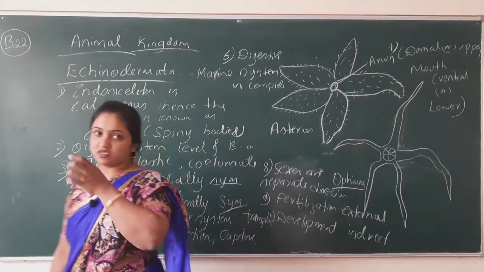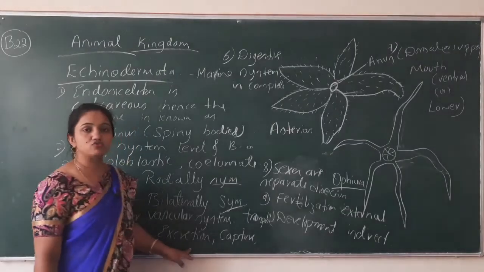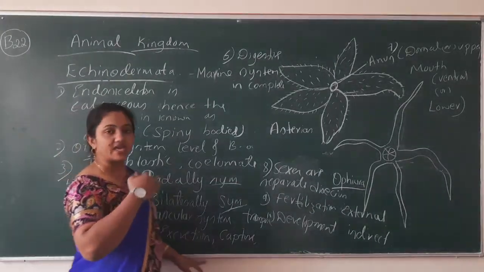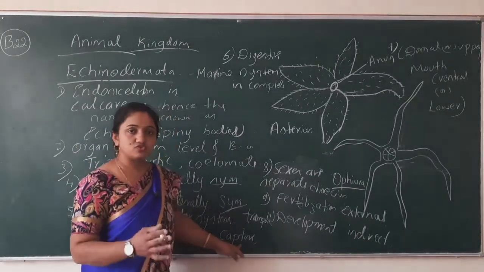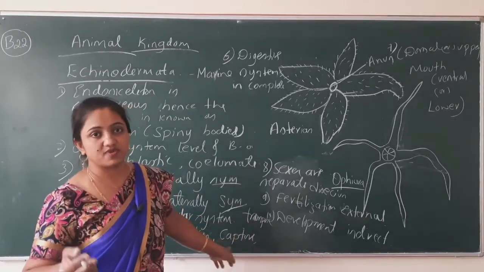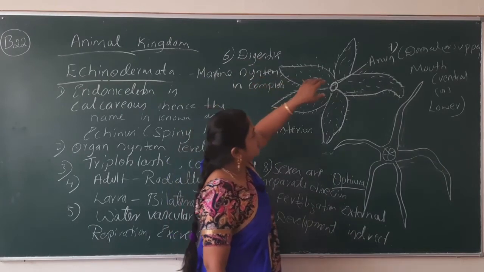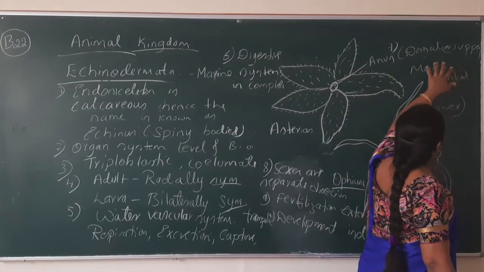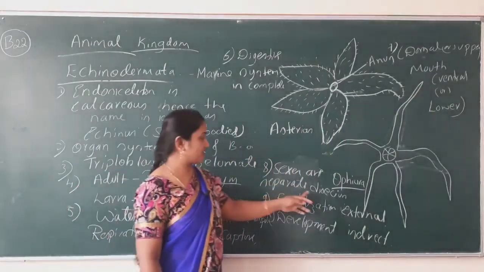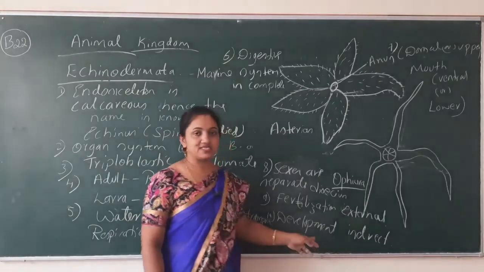The water vascular system helps the body for respiration and excretion. They do not have an exact excretory system. Through that water vascular system, they excrete the waste material. It is also used for capturing food, and the food can be transported from one place to another through this water vascular system. They have a complete digestive system with the anus at the dorsal surface and the mouth at the ventral surface. Sexes are separate, that's why it is known as dioecious. Fertilization is external and development is indirect.